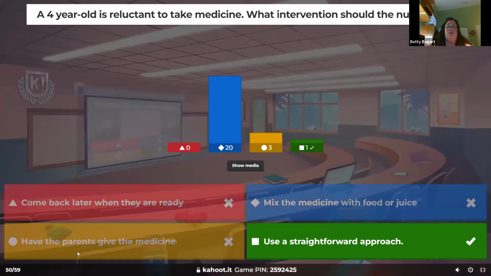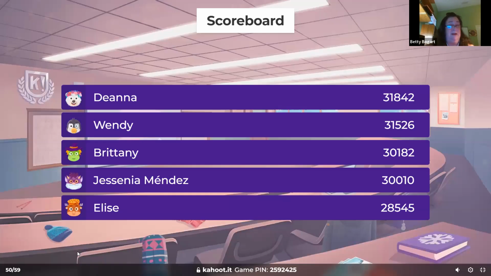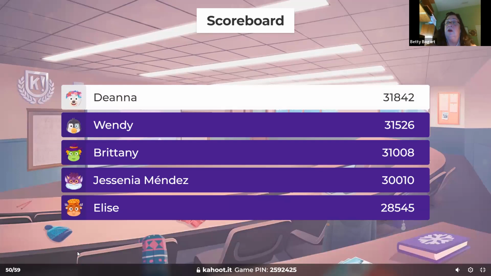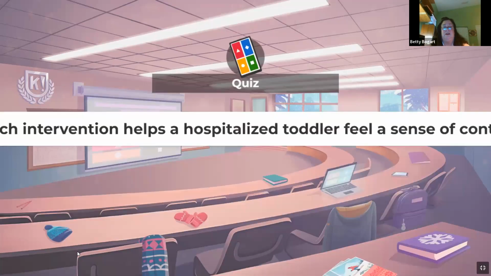And we call it a straightforward approach, okay? You never mix medicine with food or juice, because what if they don't eat all of it or drink all of it? They've lost medicine, or how much did they actually get? So would you like a liquid or you like a pill? Do you want it in a spoon or do you want it in a cup? That's it. Do you want the orange medicine or the red medicine? Straightforward, and they will be better at taking it. I'm not saying it always works, but that's what's suggested.